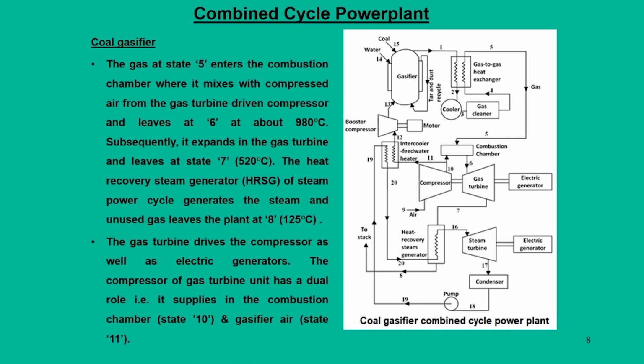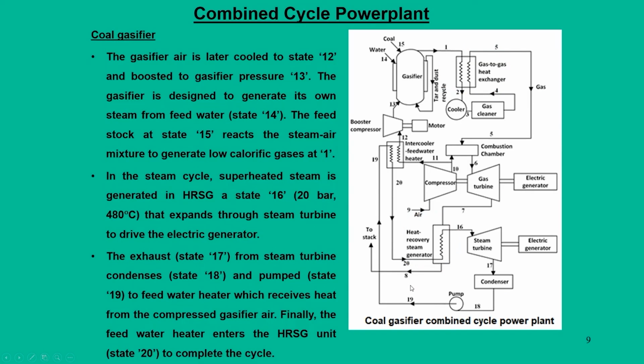The extra unit that gets added here is the heat recovery steam generator unit, which is this. Another is the gas to gas heat exchanger, the connecting point between the coal gasifier unit and the gas turbine unit, and the connecting point between the gas turbine unit and the steam turbine unit is the heat recovery steam generator.